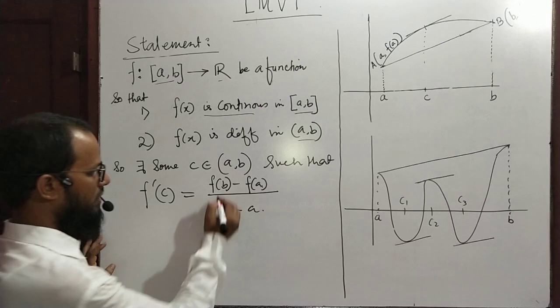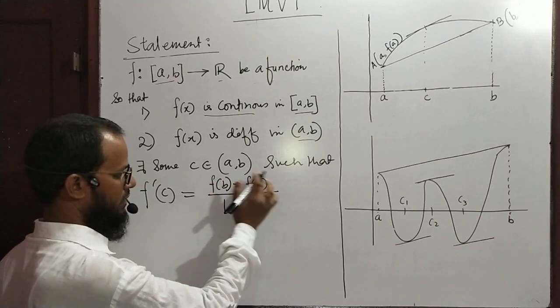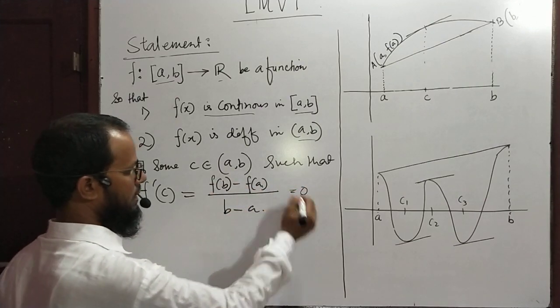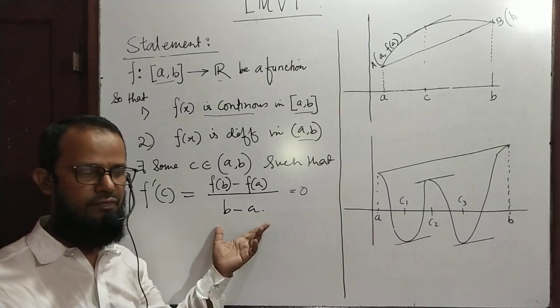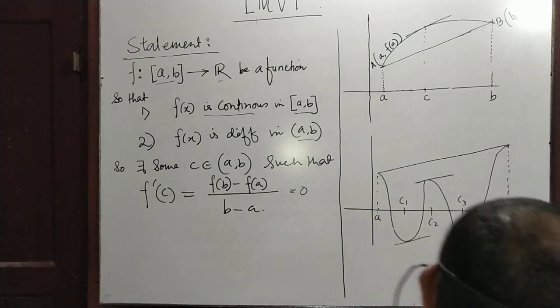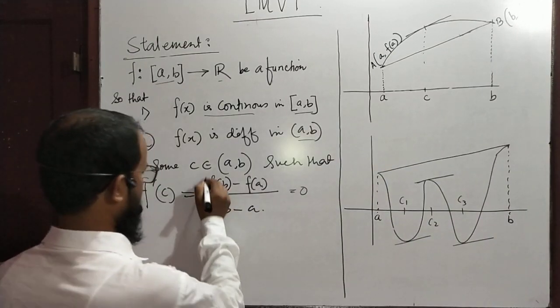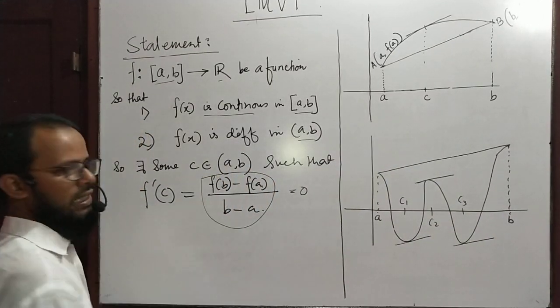Here you see, if f(a) and f(b) are the same, then what will happen? It will be 0, and finally you are getting 0, and it becomes Rolle's theorem. So Rolle's theorem is a particular case of Lagrange's mean value theorem. Now what is actually this mean? First we have to find out what this is.